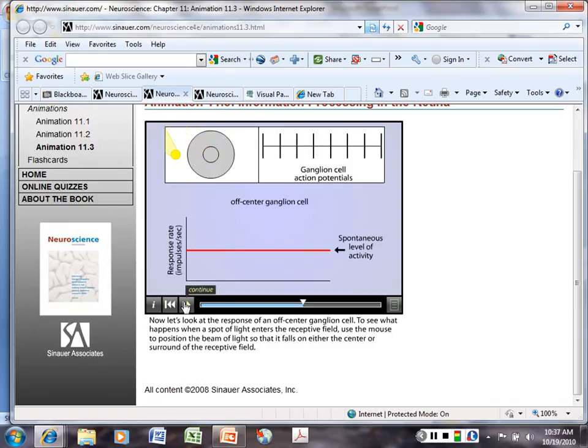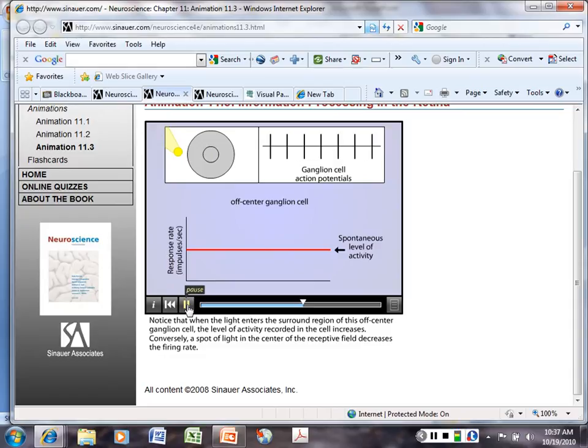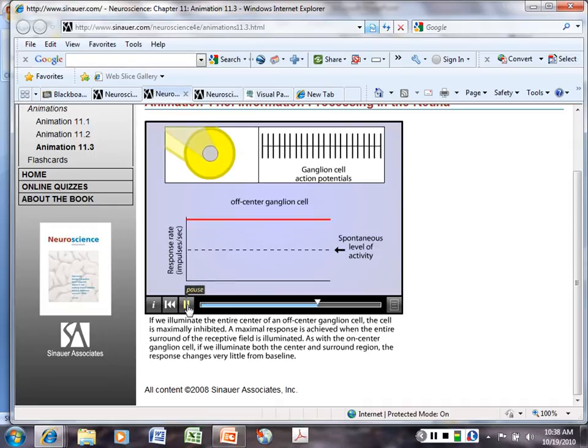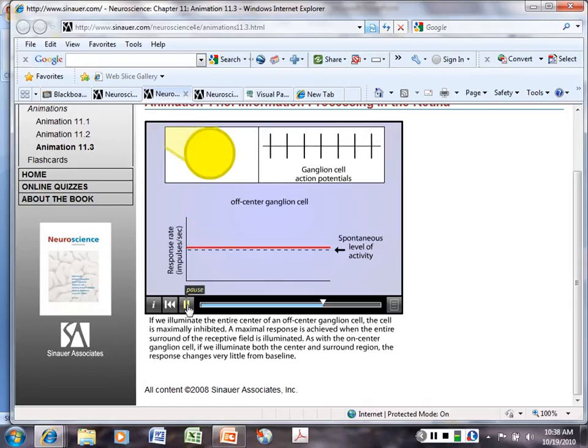Notice that when the light enters the surround region of this off-center ganglion cell, the level of activity recorded in the cell increases. Conversely, a spot of light in the center of the receptive field decreases the firing rate. If we illuminate the entire center of an off-center ganglion cell, the cell is maximally inhibited. A maximal response is achieved when the entire surround of the receptive field is illuminated. As with the on-center ganglion cell, if we illuminate both the center and surround region, the response changes very little from baseline.